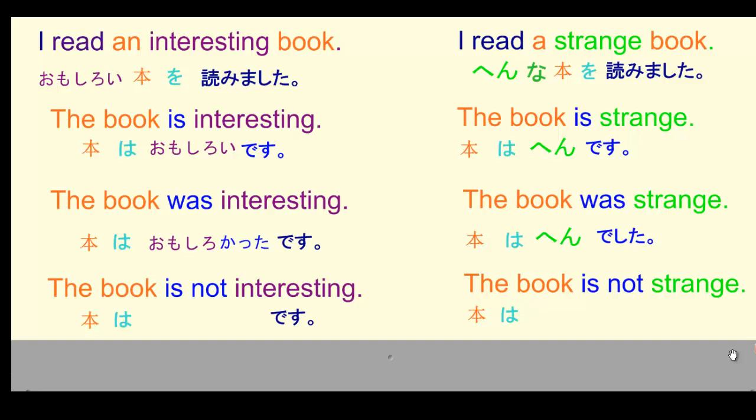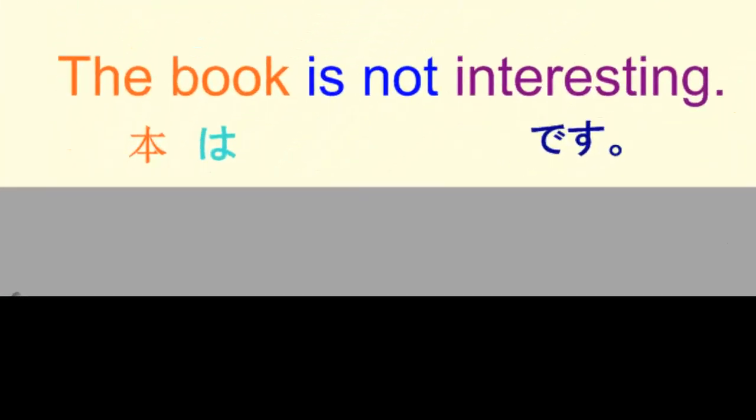Now we're going to look at the A is B sentence in its negative form. In other words, the book is not interesting. The book stays the same. Hon wa. Let's grab interesting. Omoshiroi desu. That would be the book is interesting. Now again, an i adjective. We don't change the desu, do we? We have to change the adjective itself into its negative form.